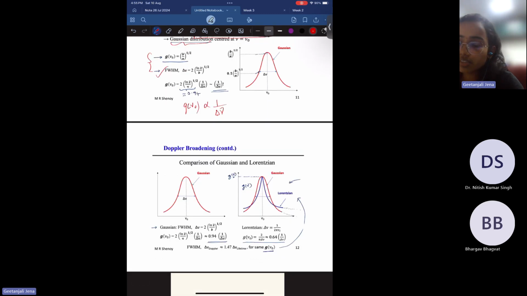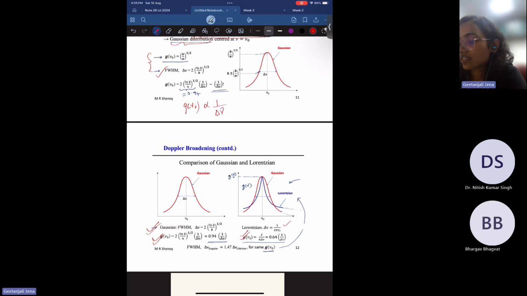If you compare the Lorentzian function with the Gaussian function, we'll see that the Lorentzian function is much narrower than the Gaussian distribution. This is one comparison between the Gaussian and Lorentzian distributions. For Gaussian, delta nu is 2 root ln 2 by b. For Lorentzian, if you consider lifetime broadening, it is 1 by 2 pi tau l, or if you consider collision broadening, it is 1 by pi tau 0. And G of nu is given by these expressions. So this is the comparison between the two functions.